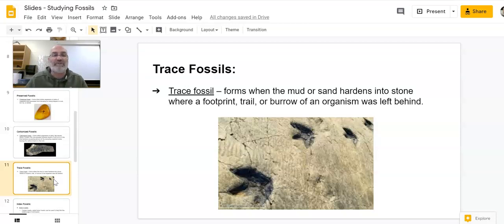So I think trace fossils in that way are really pretty unique. Every other fossil that we've seen gives us a clue as to what an organism looked like, and a trace fossil gives us evidence about how an organism lived. To me, I think that's a really neat example or type of fossil.